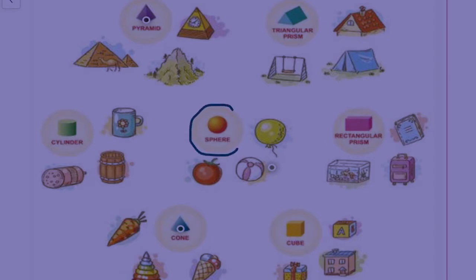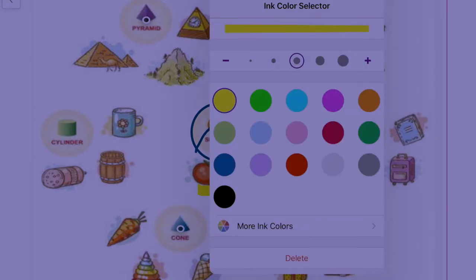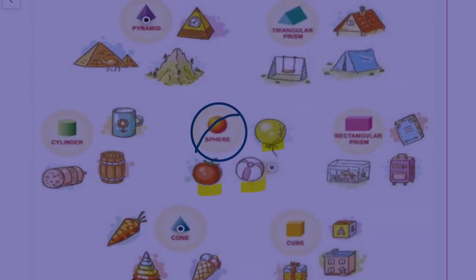So here we have a sphere, and that basically looks like a tomato, or a ball, or a balloon. So always remember to look at the objects around you. Then another one we have is a rectangular prism.